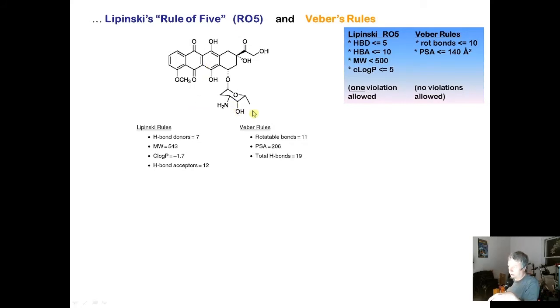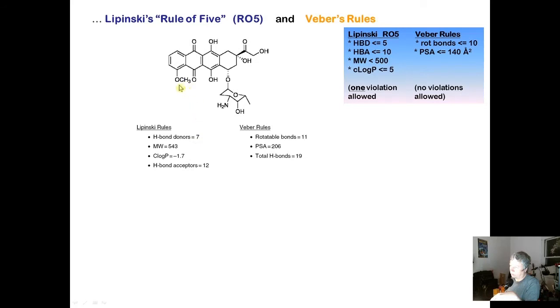Anyway, if we look at the molecule and the Lipinski parameters and the Weber parameters, it's actually a pretty bad drug, and it doesn't look very orally bioavailable. So the hydrogen bond donors is 7. Well, that's a Lipinski violation, right? Molecular weight's 543. Well, that's a Lipinski violation. C log P is negative 1.7, so that is not a Lipinski violation. That's okay. And it's got 12 hydrogen bond acceptors, right? Let's count all these things.